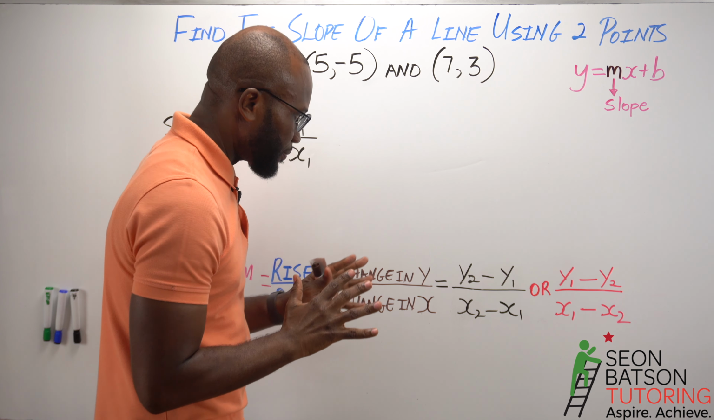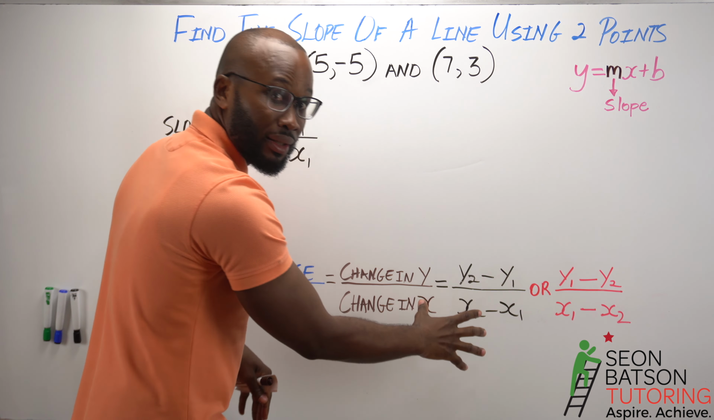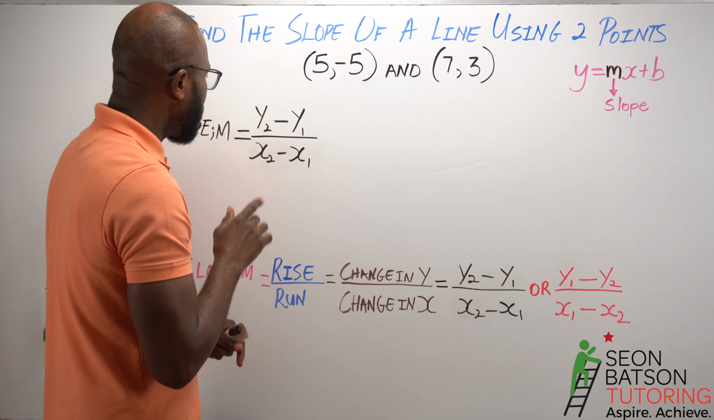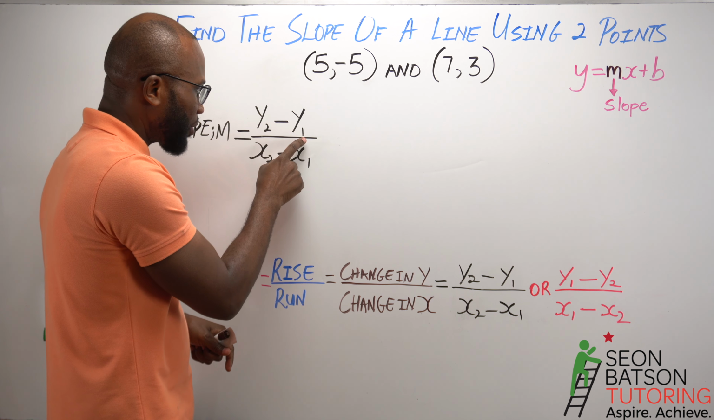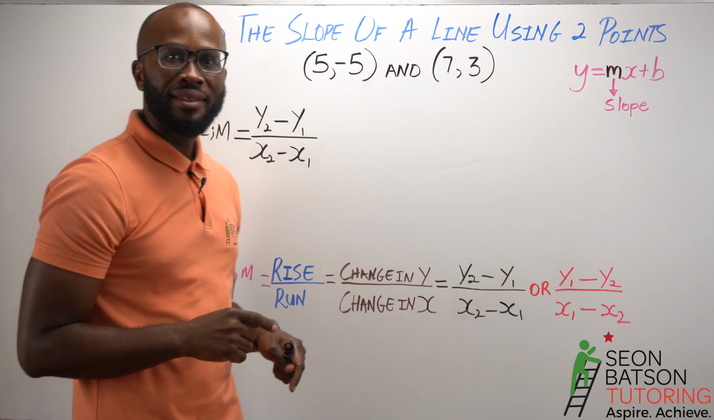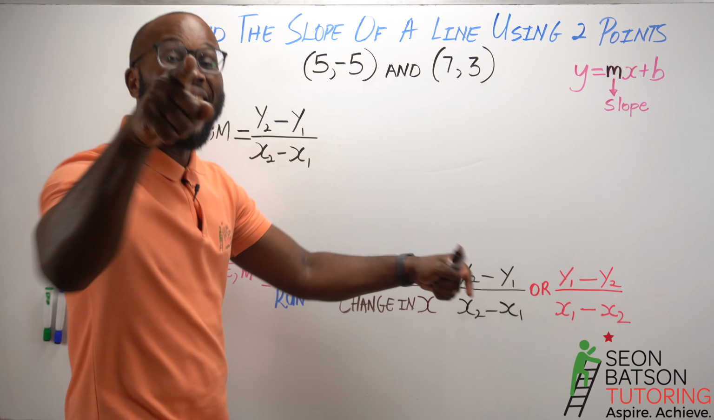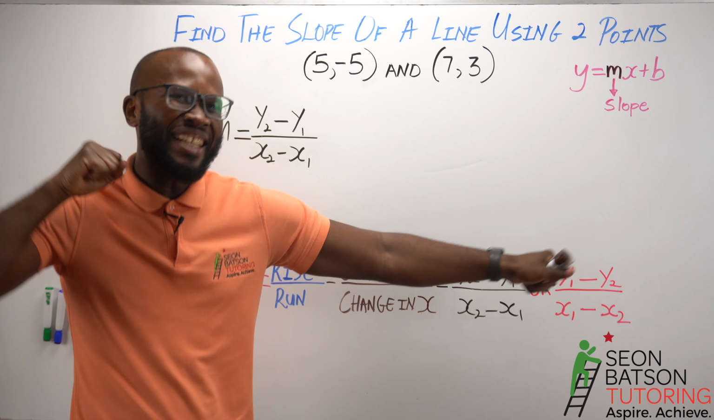Now, in this video, we will be using the first formula. Yes, to find the slope, we will use y2 minus y1 divided by x2 minus x1. It's exciting stuff. It's fun stuff. So let's get the party started.